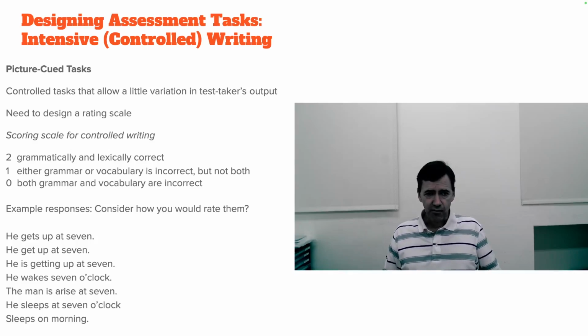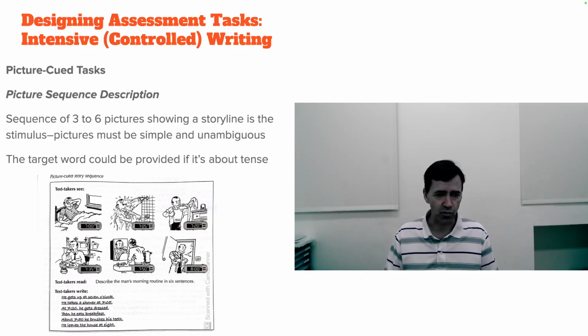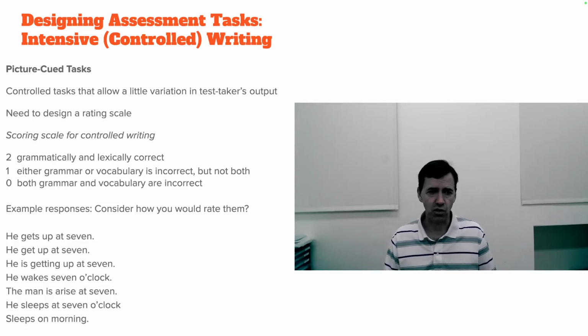So in this type, we know that a control task allows a little bit of variation in the output, right? Because if I go back to the first one, he gets up, he wakes up, something like that. I can change a little bit. He takes a shower, he gets cleaned up, he gets dressed, he gets ready for work. There's a lot of different words I can use here. Well, not a lot, but a few. So you need to have a rating scale because there is variation.